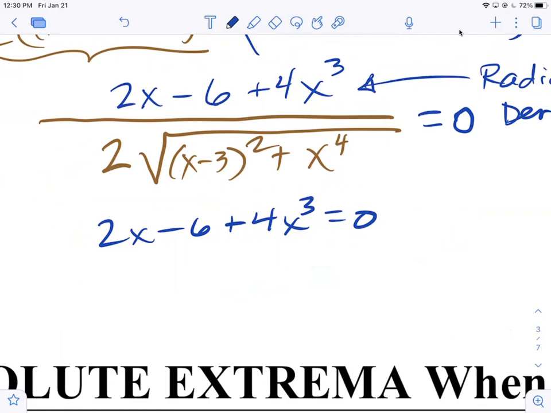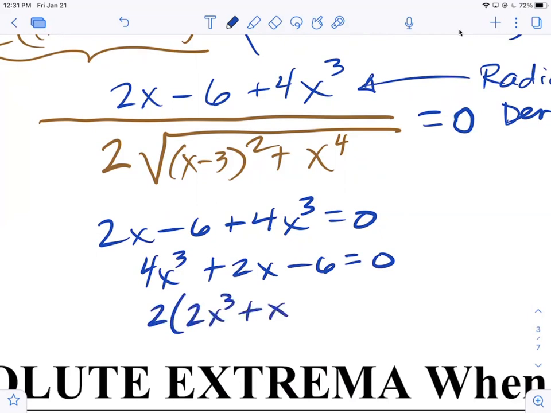Now, let's say that you're faced with this on a real test, and let's say it's a non-calculator test. Do we know how to algebraically solve this? If you want to write it in descending order, 4x cubed plus 2x minus 6. I could factor out a 2. Okay, that would not be bad. 2 times 2x cubed plus x minus 3. That's a good start, but it's not a quadratic trinomial. It's a cubic trinomial, so that's going to be a little harder to solve.